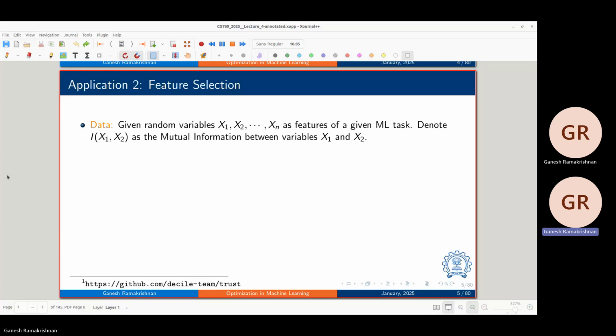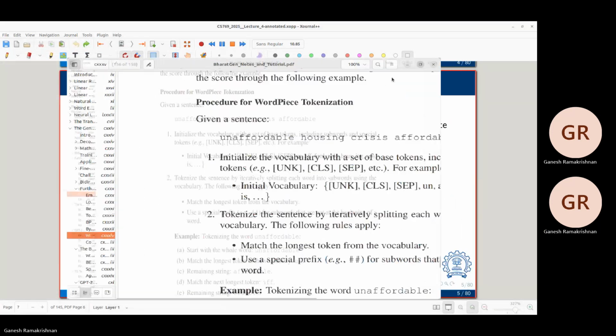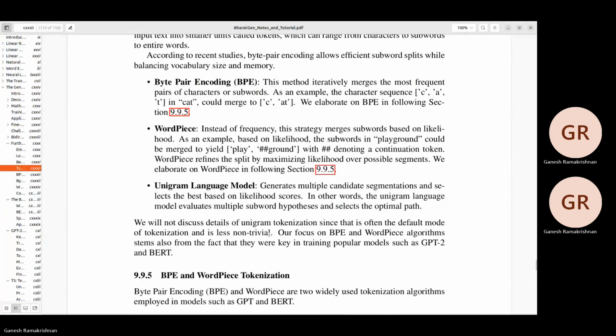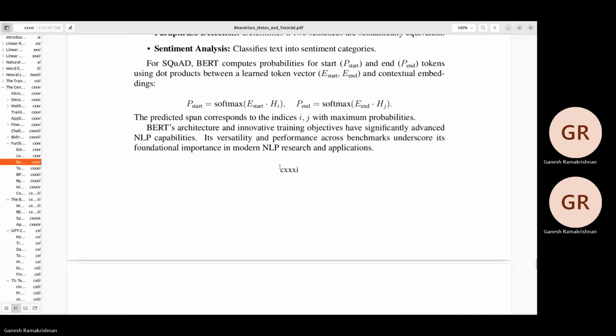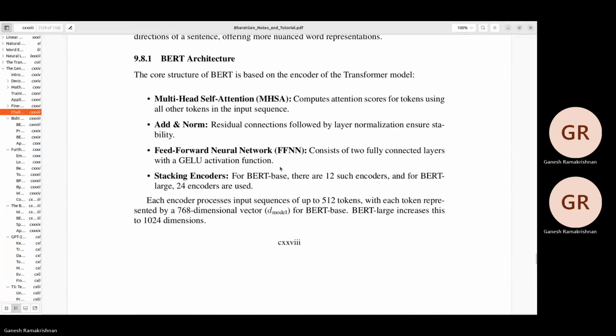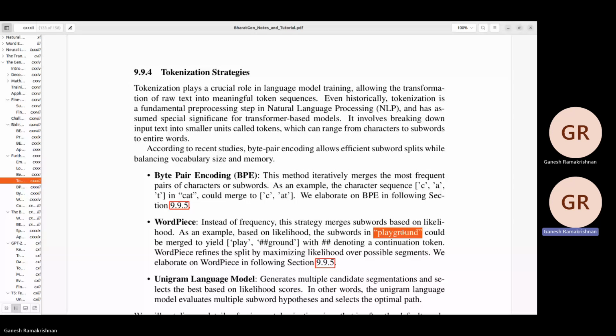So let me pull up from the notes again. This is from the notes. This is one of the later chapters. Okay, so tokenization. Tokenization basically, let's say I have the word playground, right? I need to identify how to split words. Should it be play and ground? Should it be just PL and GR and OUND, right?